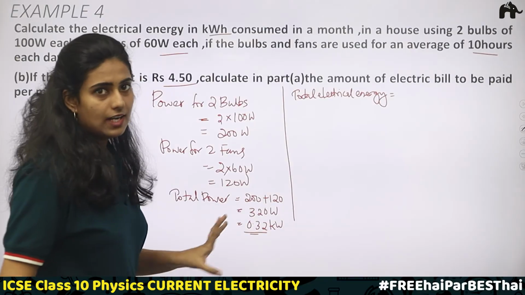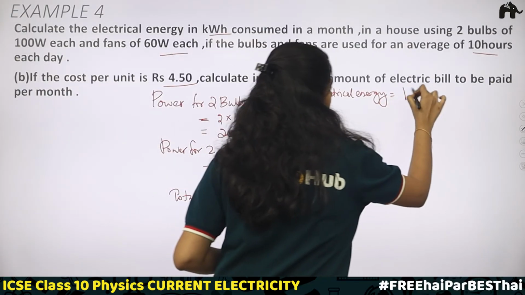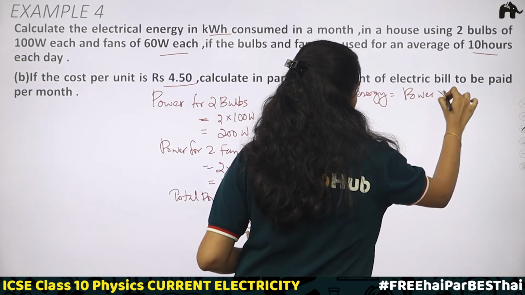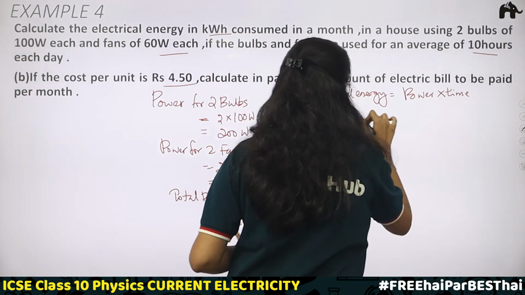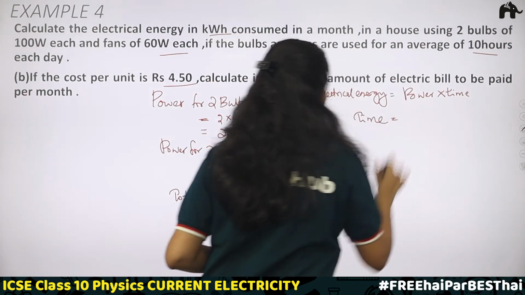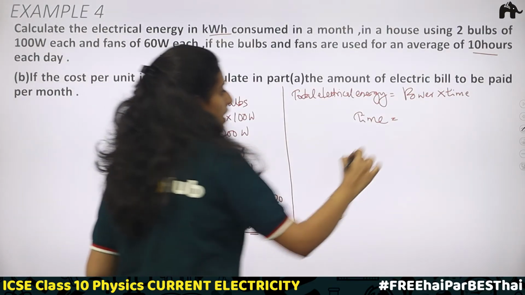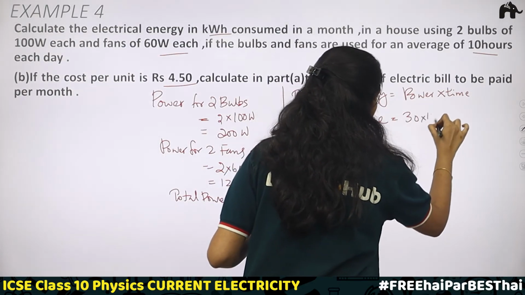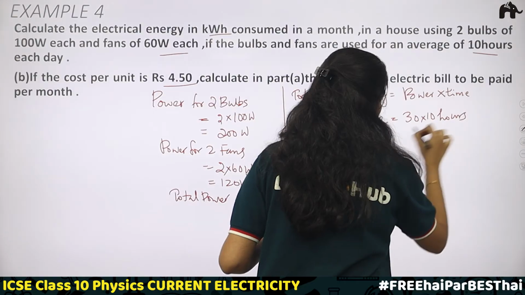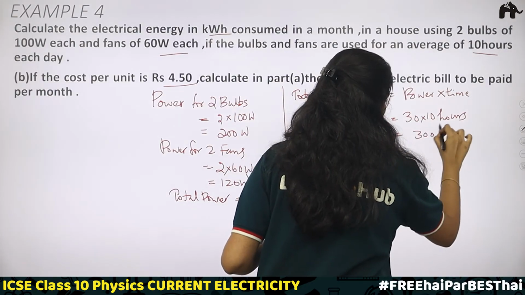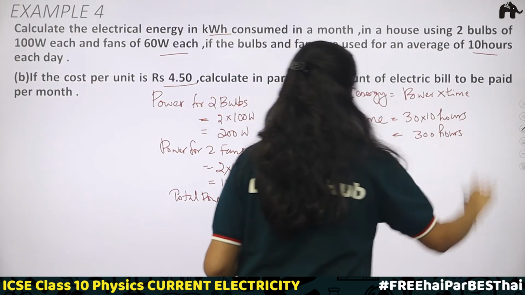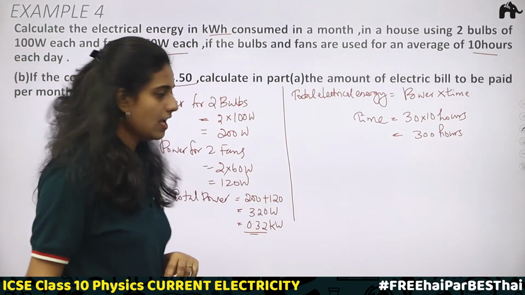Here, what is the total time? If electrical energy is total power into time. What is the total time? Per day 10 hours and 1 month means 30 days. So 30 into 10 hours is equal to 300 hours. Okay, time is 300 hours.